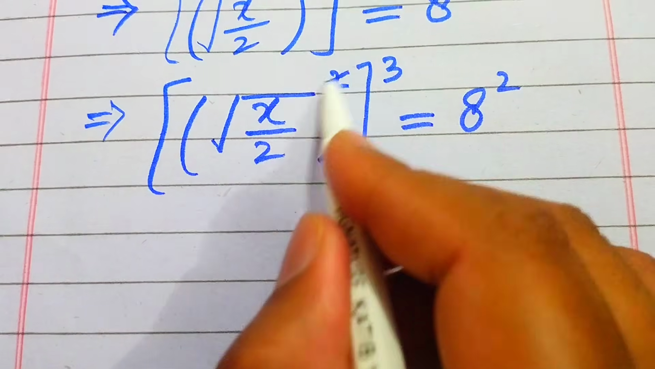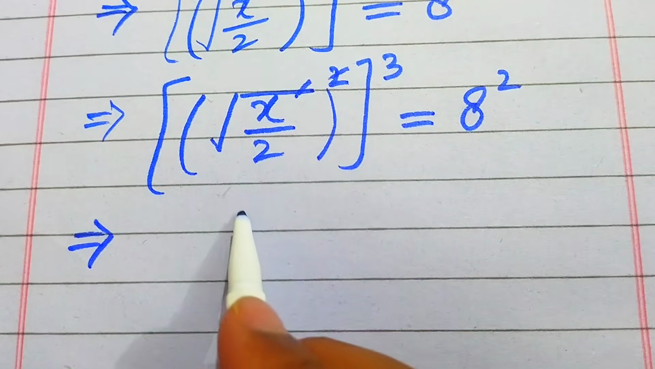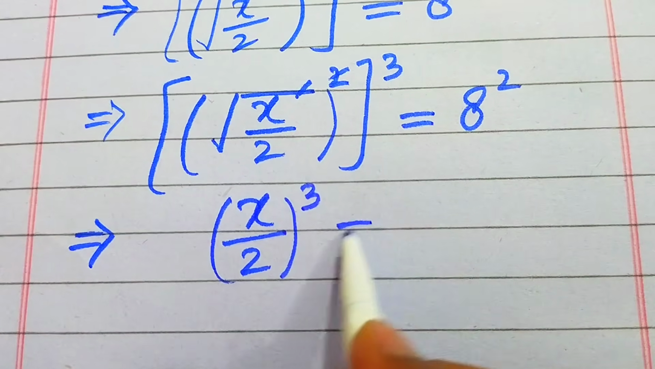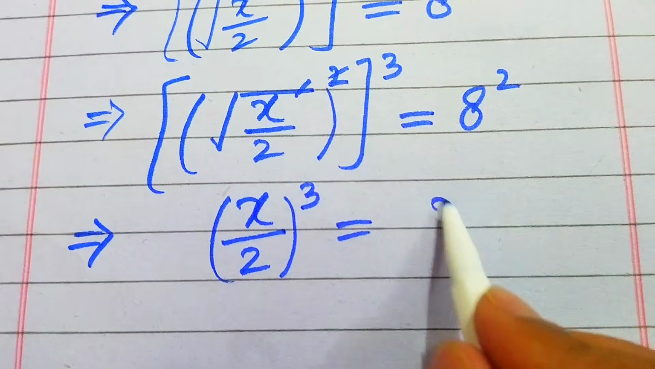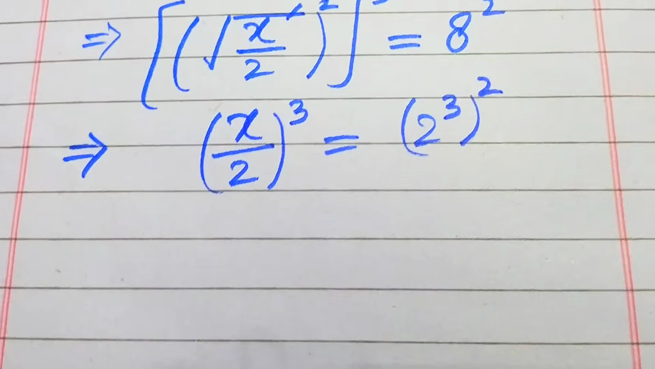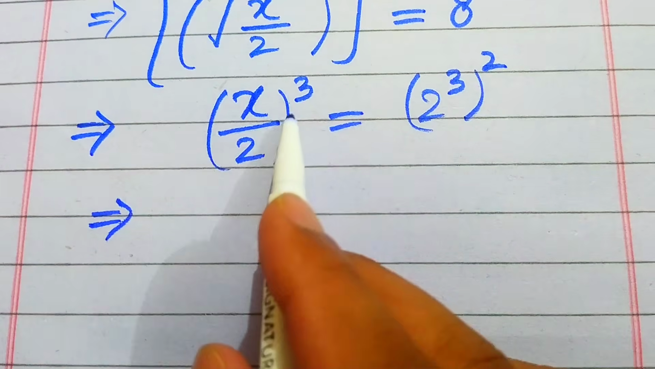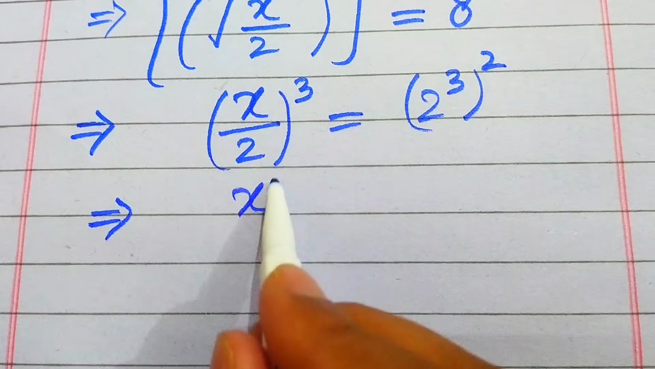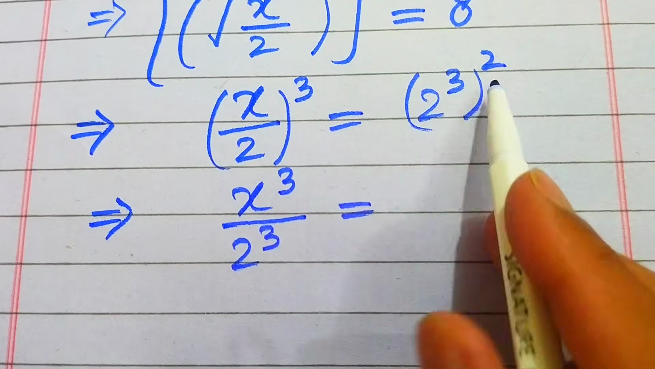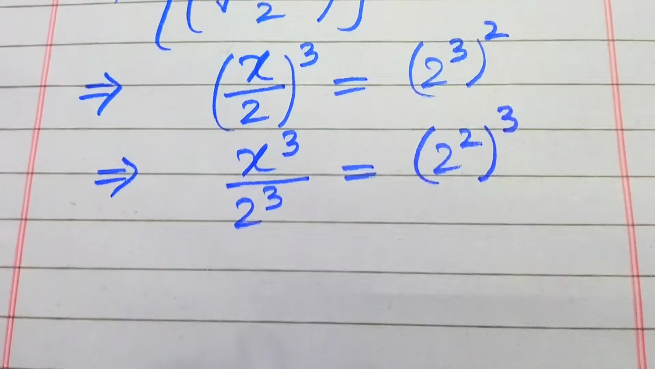Further, you see here, this square and this square root cancel out each other, and we obtain only x over 2 whole cubed equals, here we write this 8 as 2 cubed, and its whole square. We apply the same exponential law here, and we again interchange these two exponents, and here we apply the cube separately on both values, and it becomes x cubed divided by 2 cubed equals, here we interchange these exponents, and we get 2 squared and its whole cubed.